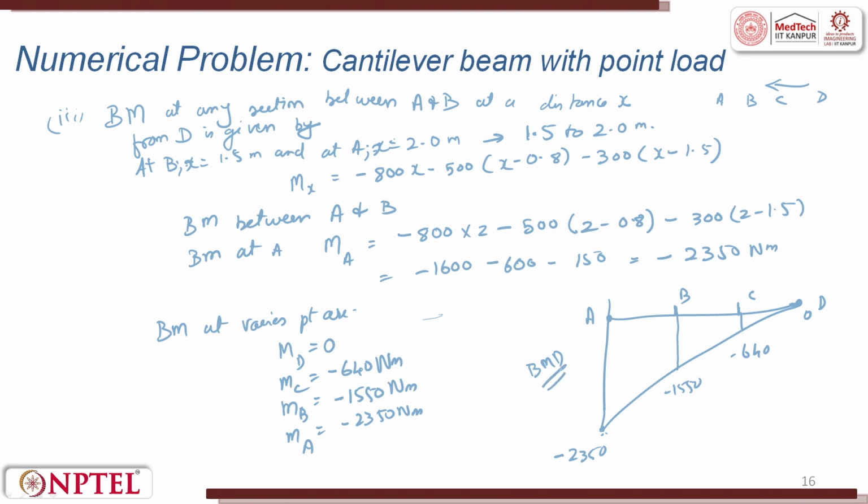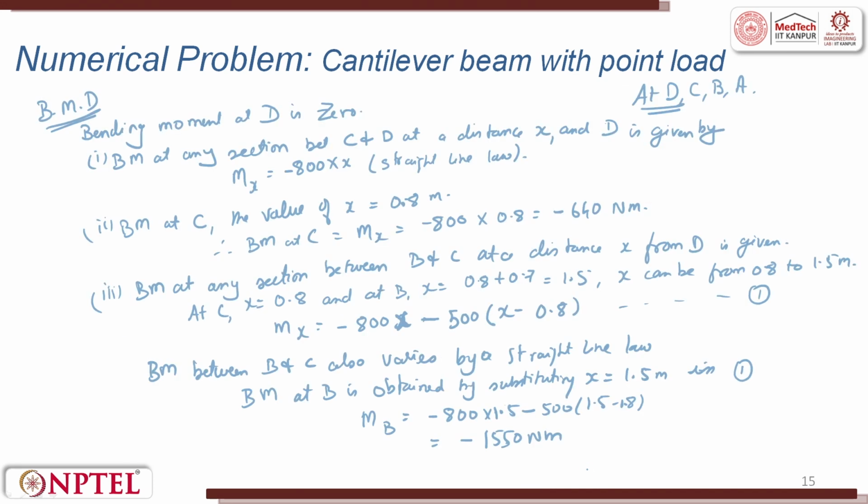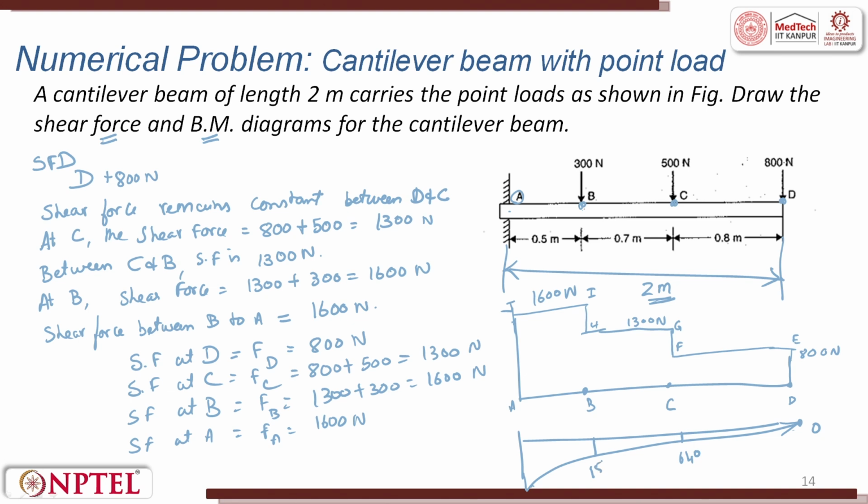I am sure by looking into this, I have done it in a very detailed manner. If you wanted to plot just below this, you can have a straight line. So, I should draw something like this. So, it is 0. Right here it will be 640, then 1550, I think it is 1550, and here it will be 2350. It is in the negative direction.